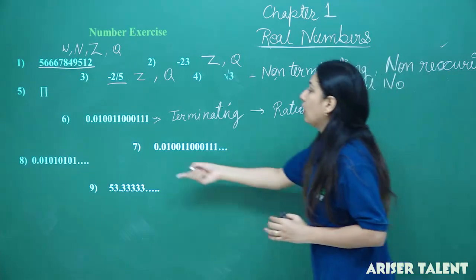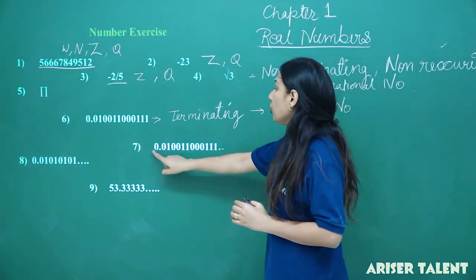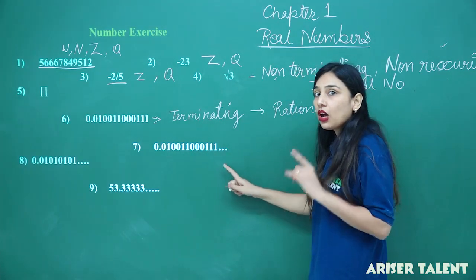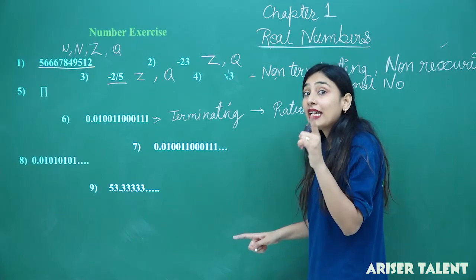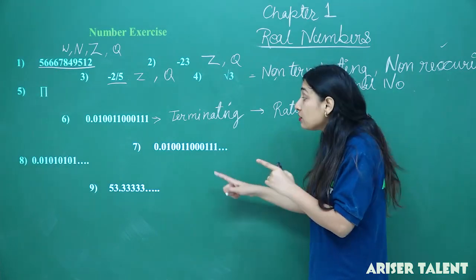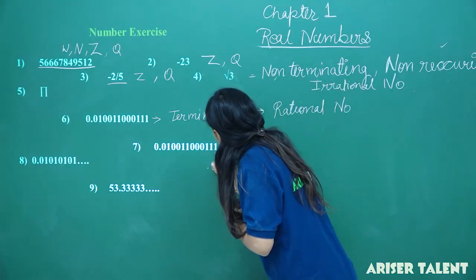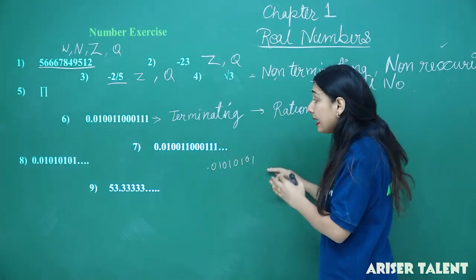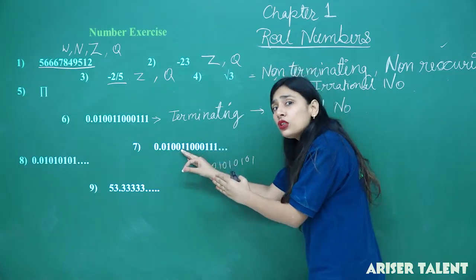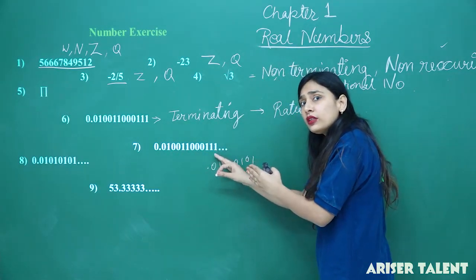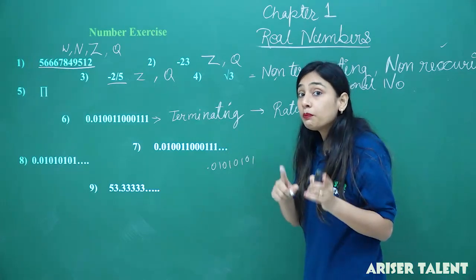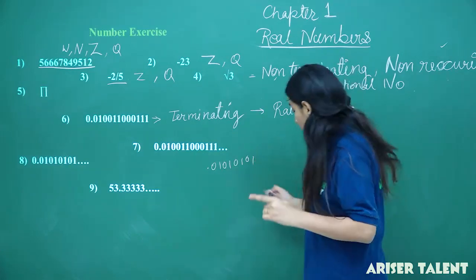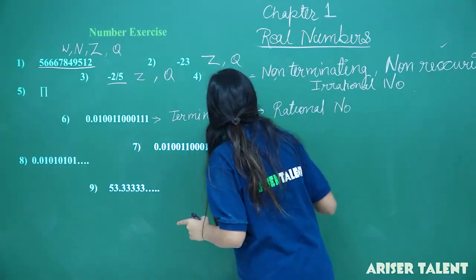Okay. Now the next example is here. 0.010011000111. Now there is a pattern, but that is not reoccurring. That is not repeating. That is not 0.01010101. It's not like that. It's 01, then 00, then 11, then 000, then 111. There is a pattern, but it is not reoccurring. It is not repeating. So what is our answer?